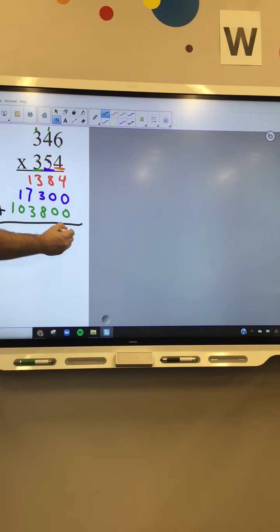Add them up. That's a 4, that's an 8, that's a 14, that's 1, 1, 7, 3, 12, 2, 1. I got 122,484. I don't know how, but I did. So go back and figure out how I added it right.